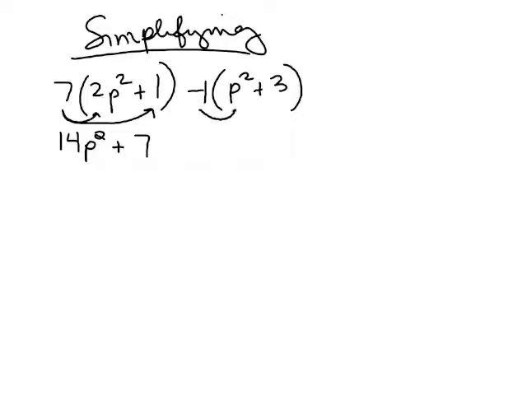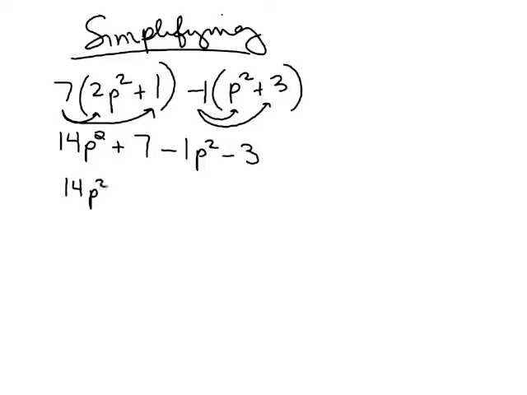Then I need to distribute my negative 1 in. So what's negative 1 times p squared? Negative p squared. And then negative 1 times a positive 3. Negative 3. Okay. So I distributed first, and then I want to put the like terms together.